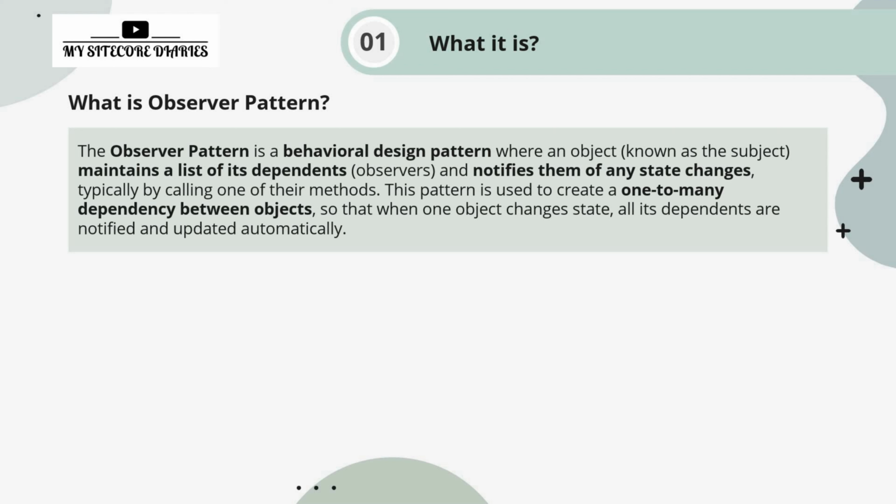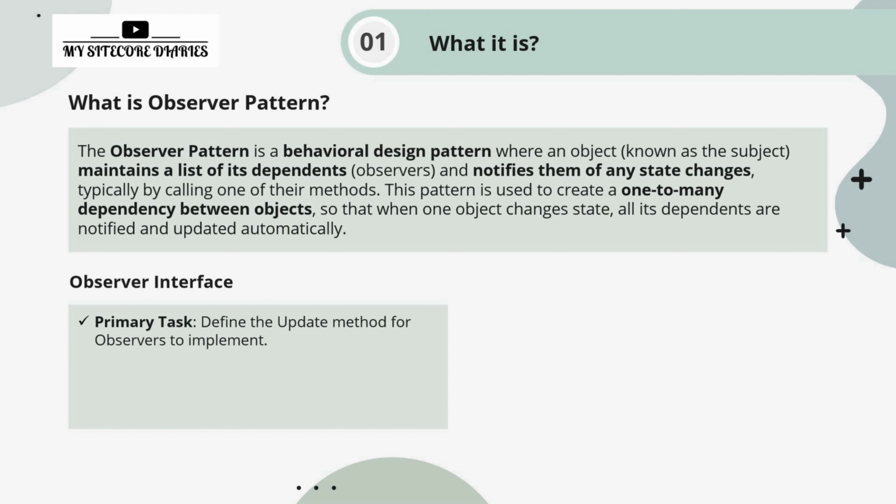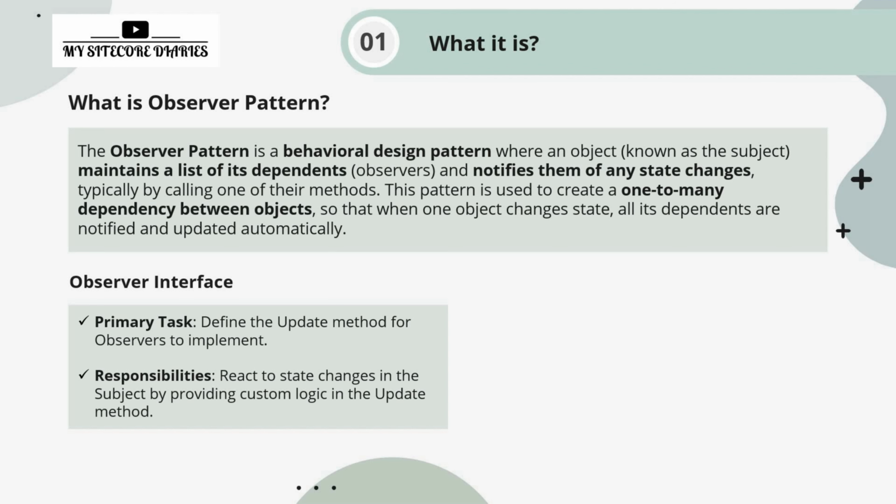So this is a behavioral design pattern, about how the objects behave. There are basically two interfaces which are very important here. First is the observer interface, whose primary task is to define the update method for observers to implement. Its responsibility is to react to state changes in the subject by providing custom logic in the update method. Now let's see what the subject is.